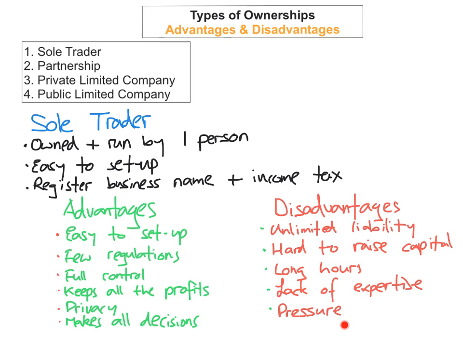And the last one is there's a lot of pressure on the sole trader, as they are the one that makes all the decisions. So a lot of pressure, a lot of time, and because they carry all the risks, this can lead to a lot of pressure on the sole trader.